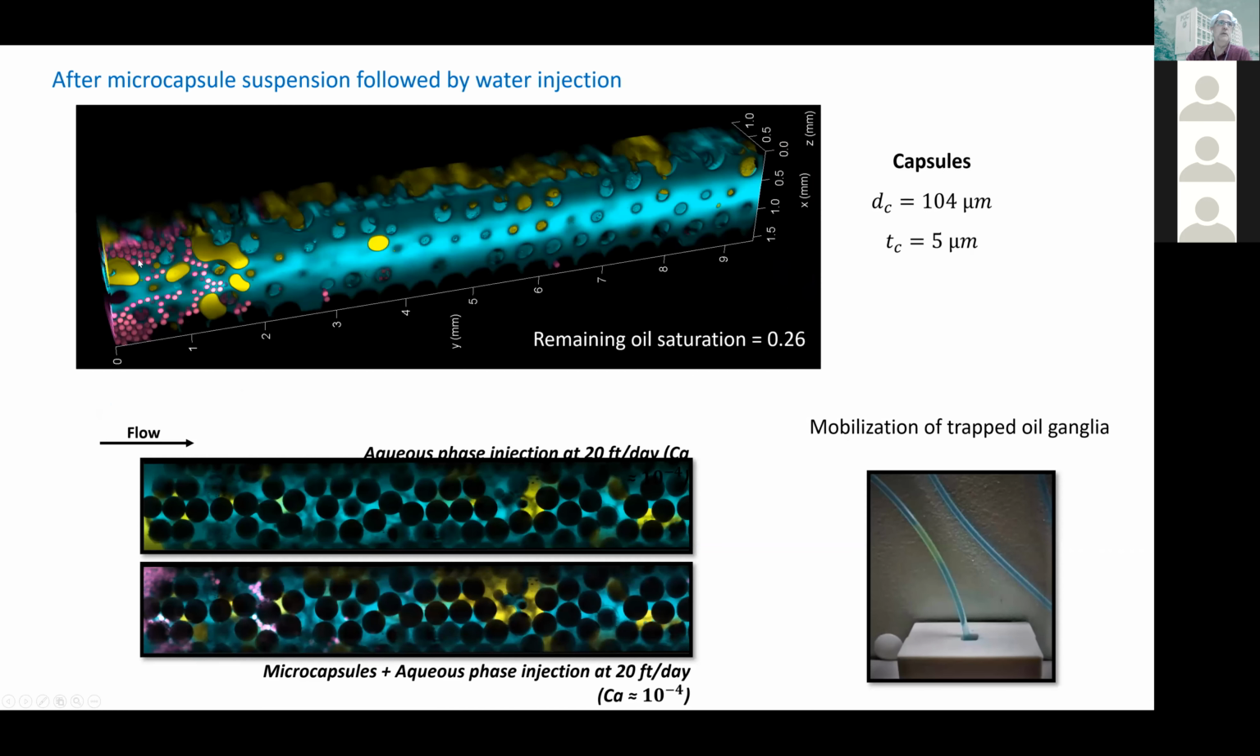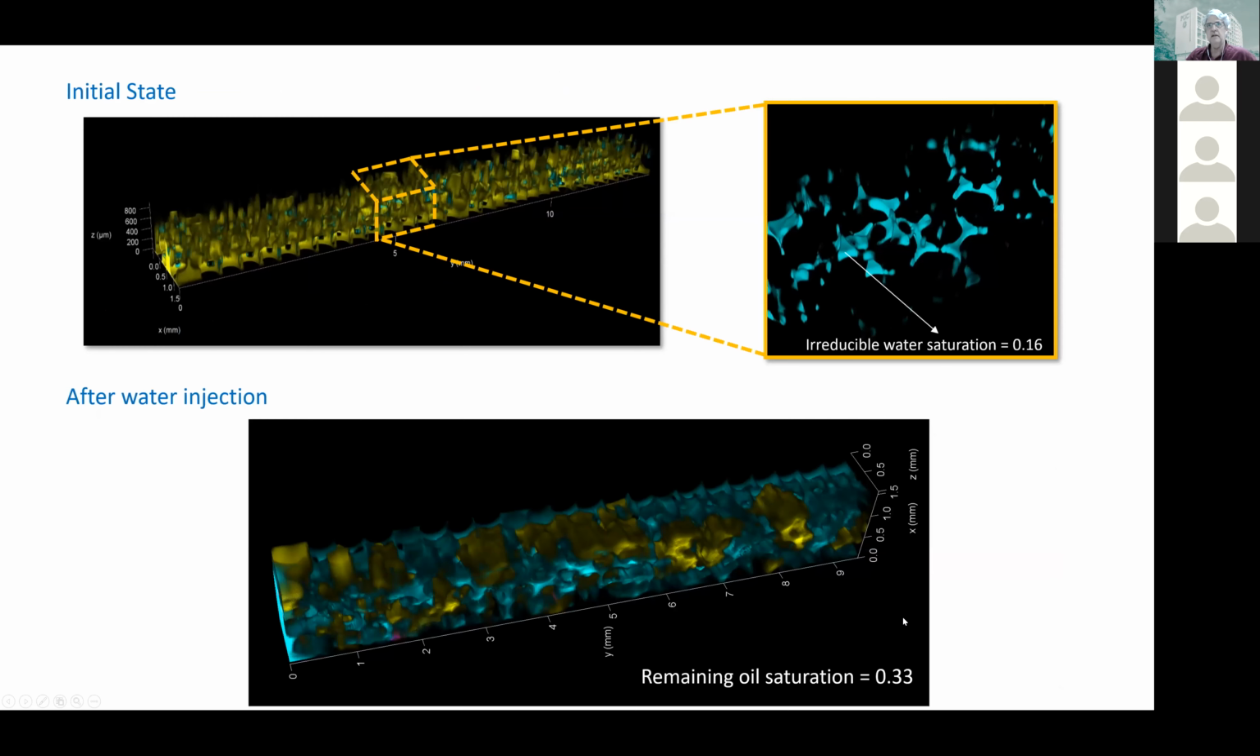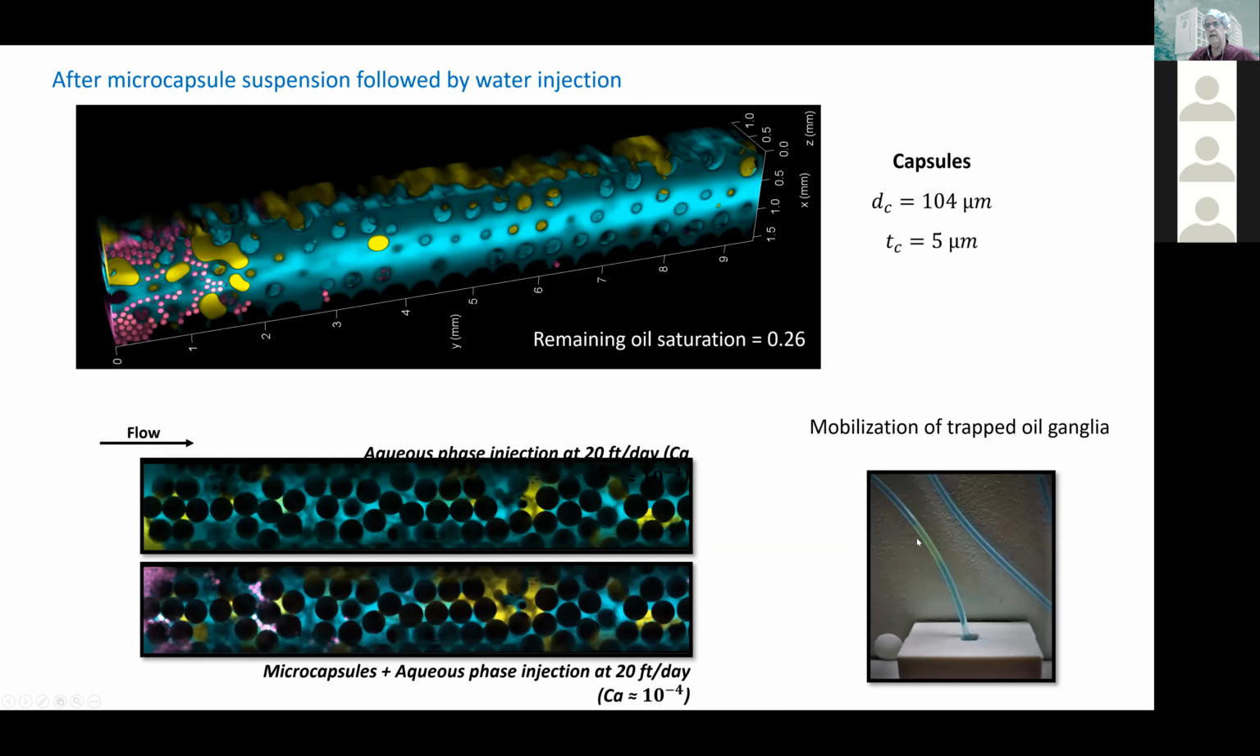So we inject capsules, which are marked with this pink. So these pink spheres are the capsules. The capsules flow through the water path and start blocking the preferential water path. As it blocks the preferential water path, it diverts water to oil-containing pores, and then you can see after the injection of the capsules, the oil ganglia distribution changes, and the residual oil saturation dropped to 26%. Just coming back here, it was 33%, and then we got to 26%. And here's evidence of oil coming out of the porous media. So this is the amount of oil that was recovered after the injection of the microcapsules.